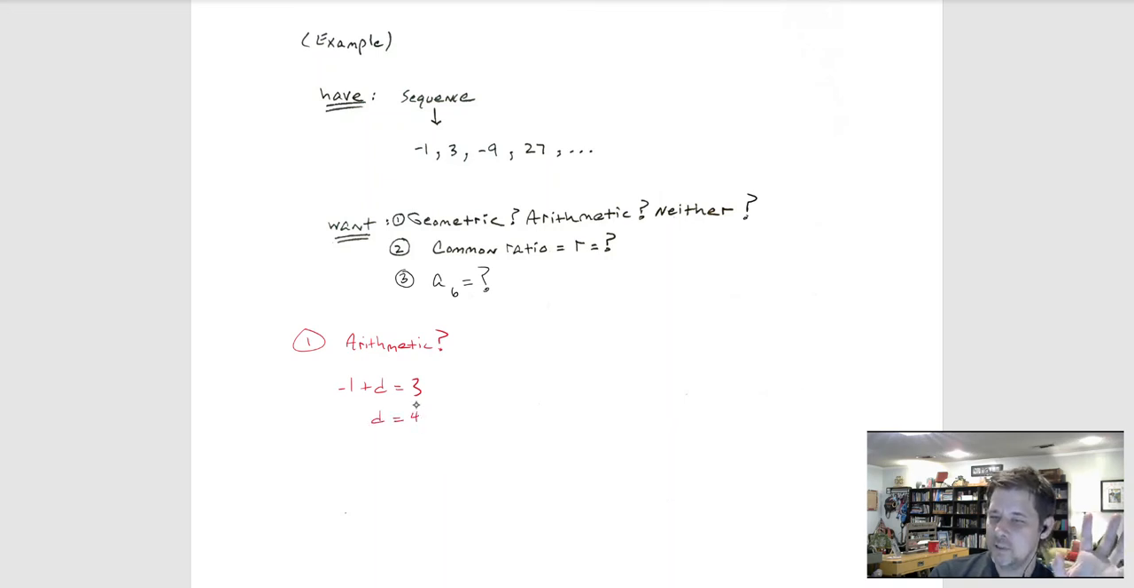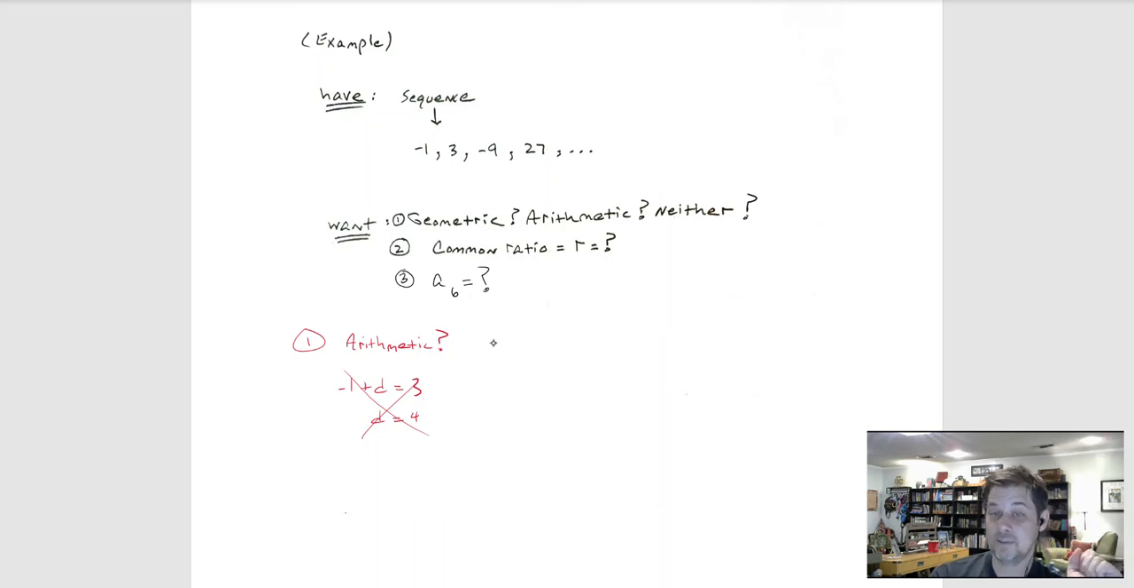But would this pattern continue? If I take the second term and add 4, am I going to get the third term? So let's see, second term is 3. If I add 4, I'm going to get 7. I'm not going to get -9. And if I take -9 and I add 4, I'm not going to get 27. So it's not arithmetic. If I figure out what number you have to add to any one of these terms to get the next one, that number is not going to work to get you from any of the other terms to the one that comes after them. So no, it's not arithmetic.